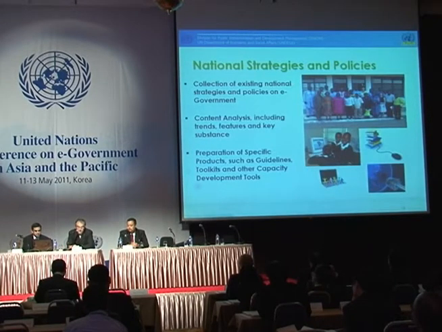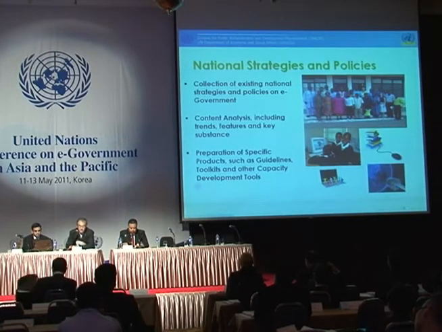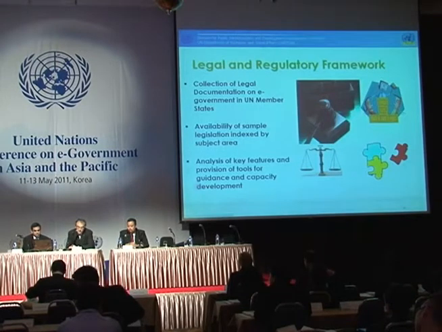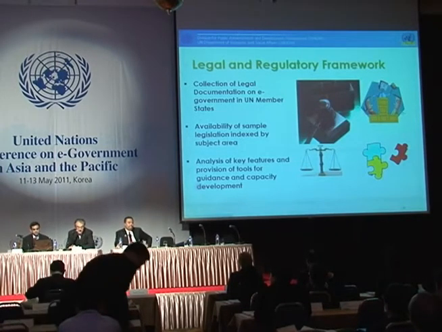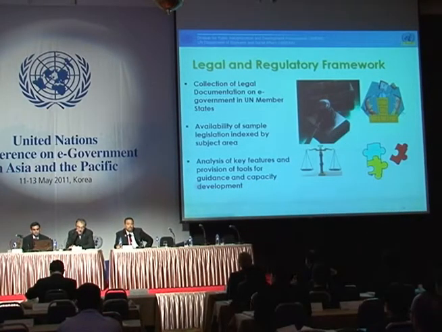National strategy and policies include a collection of existing national strategy and policies on e-government, content analysis, including trends, features, and key substances, and specific products such as guidelines, toolkits, and other capacity development tools. Legal and regulatory framework includes a collection of legal documentation on e-government in United Nations member states, sample legislation indexed by subject area, an analysis of key features and the provision of tools for guidance as well as capacity development.